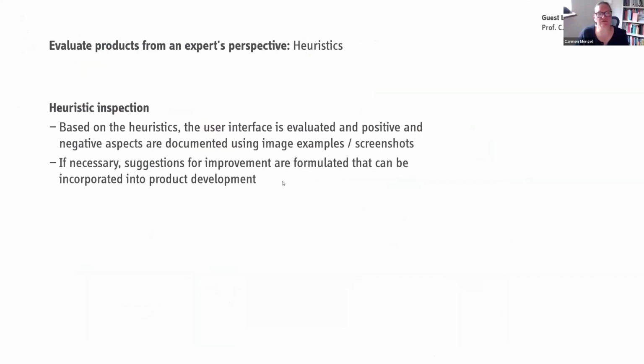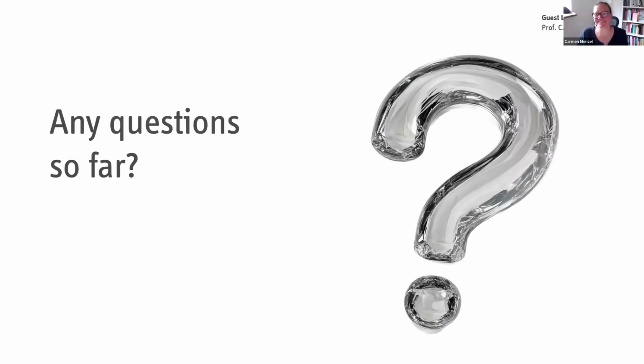Whether you do inspection on heuristics or interaction principles, you usually do screenshots and make your comments: what's good, what's well done, what's maybe improvable. And we do that also for clients. The good thing is that inspections are not that cost intensive as classical usability tests. Do you have any questions so far?